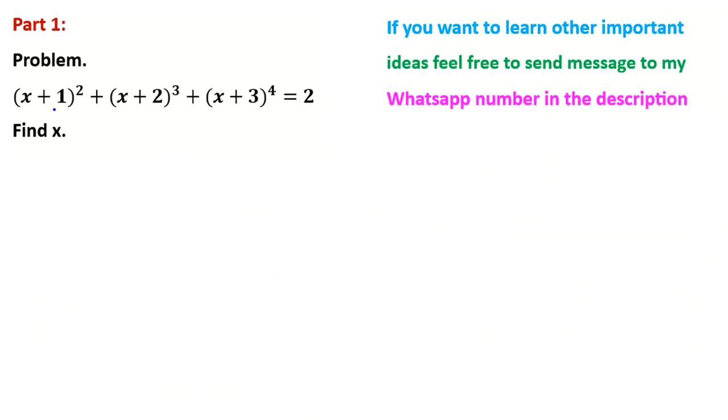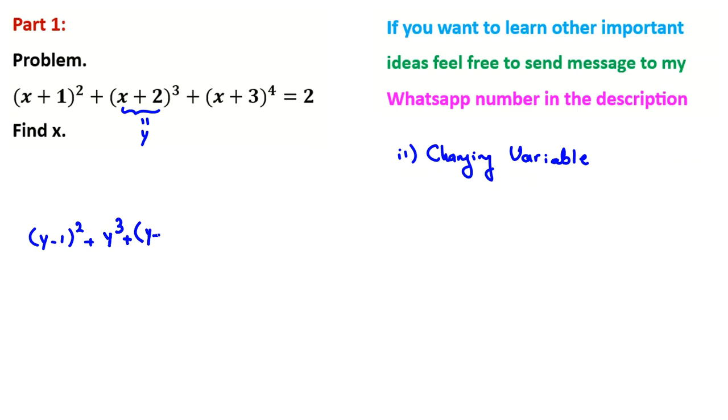For this problem, instead of +1, +2, +3, if we consider mid-1, it's the famous changing variable as idea 1. We want to use changing variable. If we consider this one equals y, then x plus 1 is y minus 1, so it will be y minus 1 squared plus y cubed plus y plus 1 to the 4, because many terms can be cancelled when you write like this, equals 2.